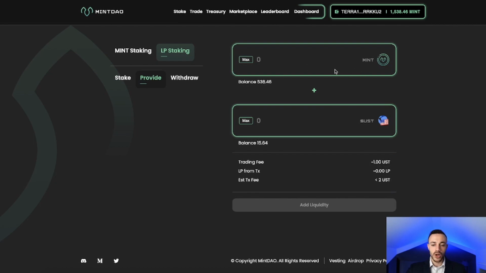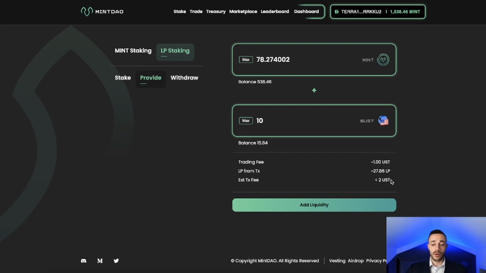From here, we can select the amount of UST and Mint tokens that we want to pair together. I don't have that much UST in this wallet, so I'm just going to choose 10 UST. We need to pair an equal amount, so 10 UST equals 78.27 Mint tokens. It's going to automatically compute that for us. And now all we have to do is hit add liquidity.